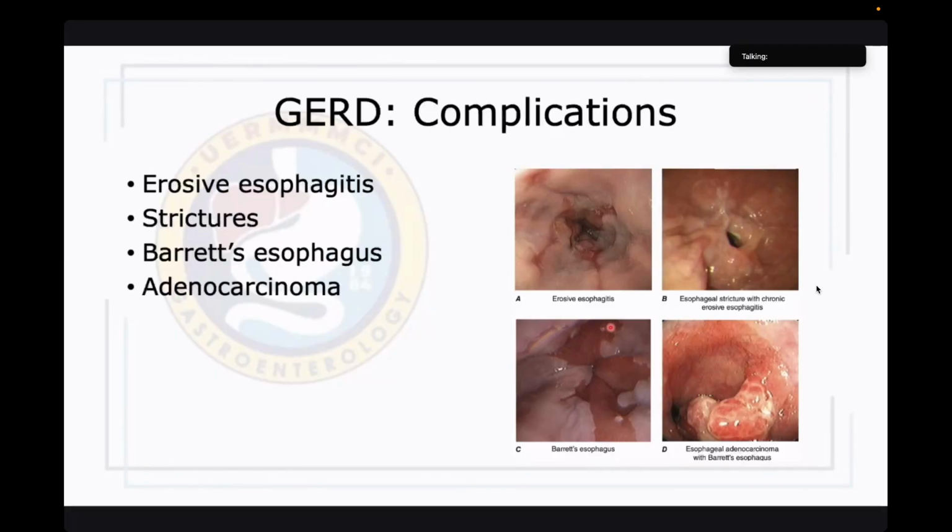So Barrett's esophagus is a change in the cell lining of the esophagus. Normally, the esophagus is lined with squamous cells, but in Barrett's esophagus, these cells are replaced by columnar cells. So this is also called Barrett's metaplasia. And the significance of Barrett's metaplasia is that it is a risk factor for adenocarcinoma. Adenocarcinoma occurs in 5% of patients with Barrett's esophagus, especially when it involves a long segment of the esophagus.